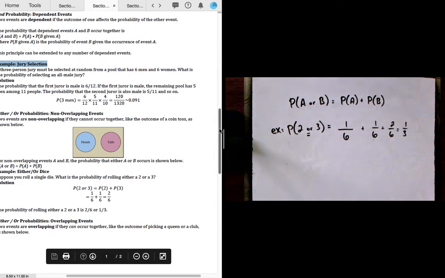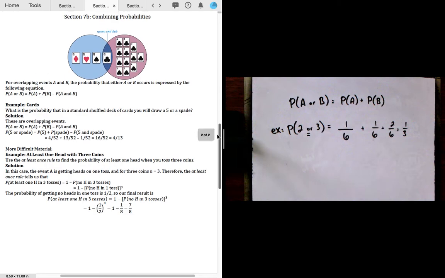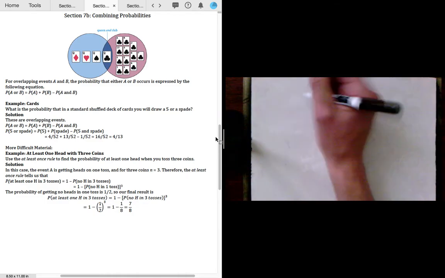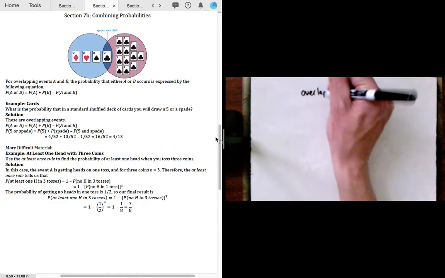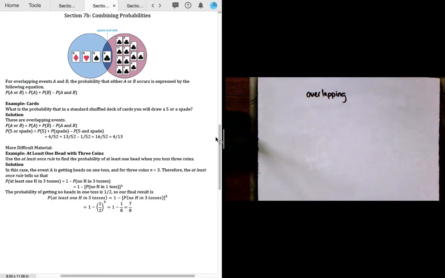Now, probabilities can overlap. The most common situation that you would see an overlapping probability would be in cards. So that's the one we're going to look at now. So for overlapping, what's happening in an overlapping set is that we're trying to count all the different ways that things can happen. But in the process, we usually end up double counting something. So cards is a really good example. The example that we're looking at right here gives us a deck of cards, and it asks us what's the probability of flipping a card over and it being a queen or a club.